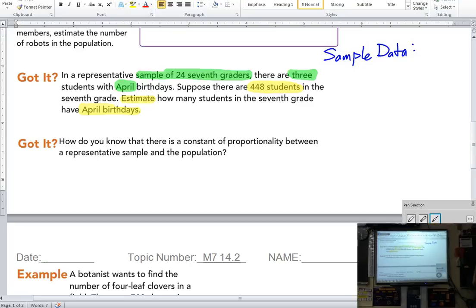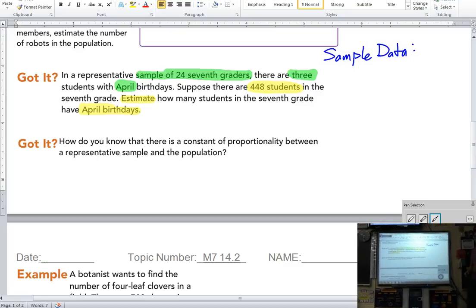Jaslyn, what's the important information that we're going to pull out of my sample? What's the sample data that we're going to use? Well, we know that there's 24 seventh graders, and out of the 24, 3 of them have April birthdays. So, yeah. It's 3 over 24. My sample data tells me 3 April compared to 24 all, or total, or whatever you want to say.